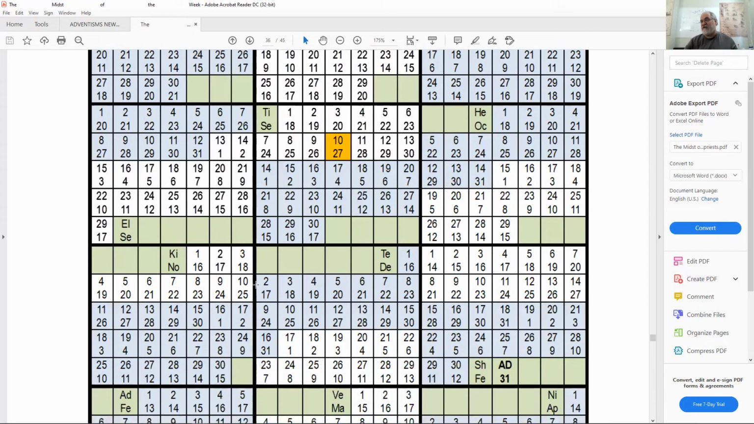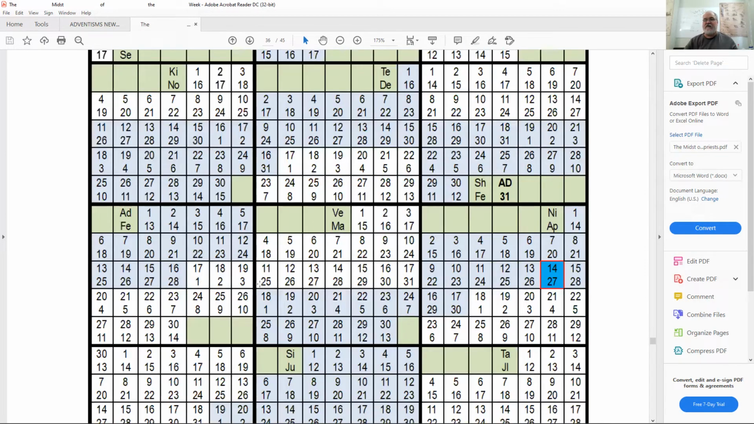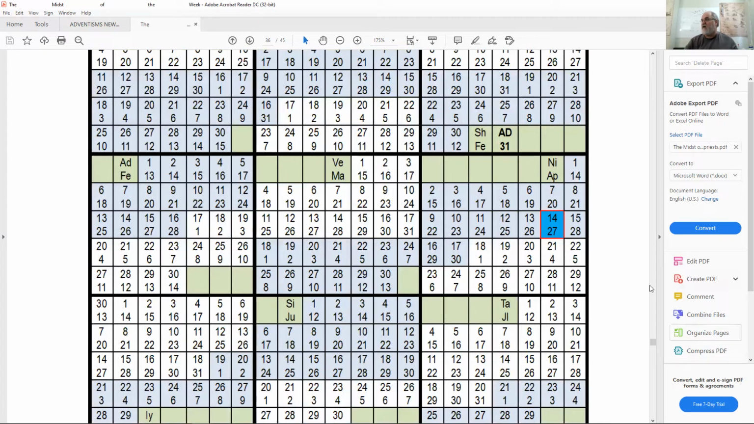So here you have on this calendar, you can see here, this is 31 AD, and April 14th is the first day of the first month. So April 14th is the first day of the first month, and Nisan 14, the day Jesus was crucified, is the 27th of April. And so that's how this lines up.